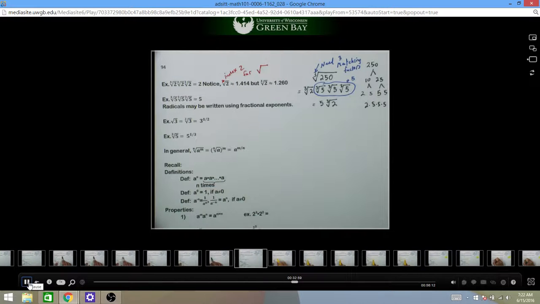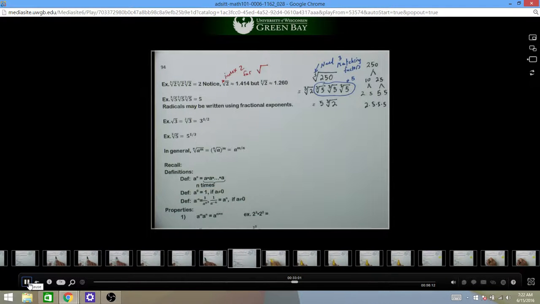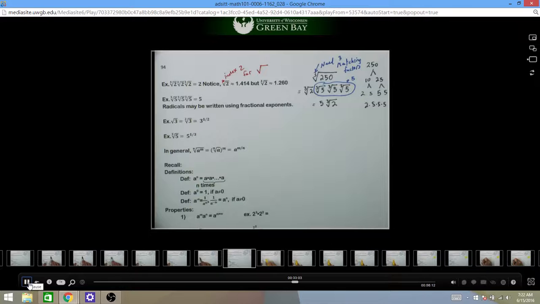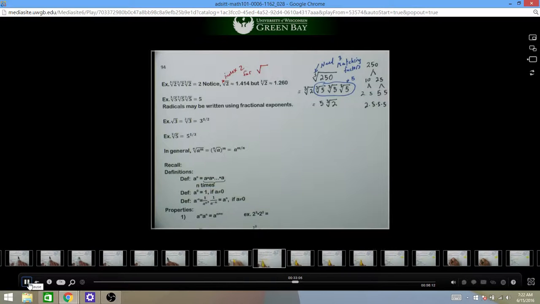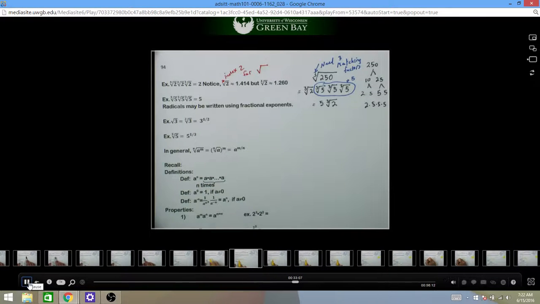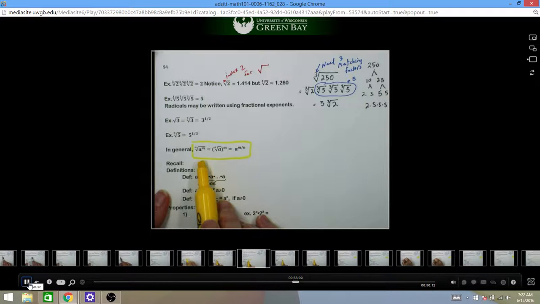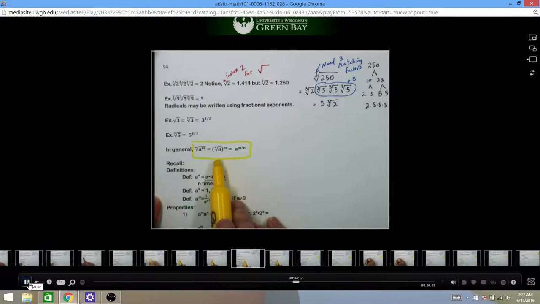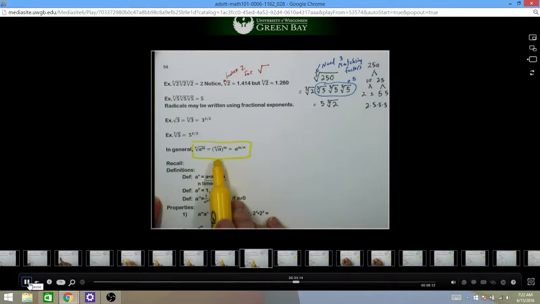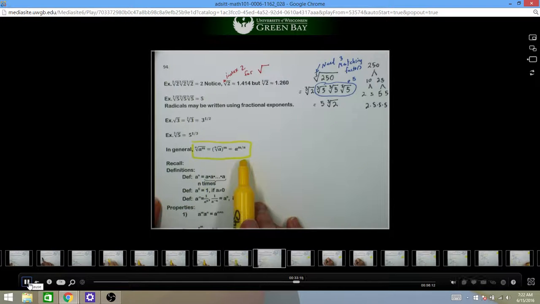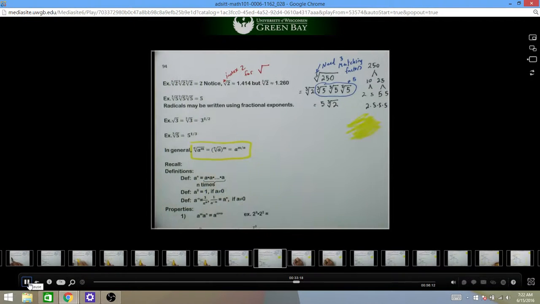The rule is the nth root of a to the m is either the nth root of a raised to the m power or a to the m over n. So you can use any of these. So let's put some yellow on here because this does need to be memorized so that you can go back and forth between radical symbols and fractional exponents.